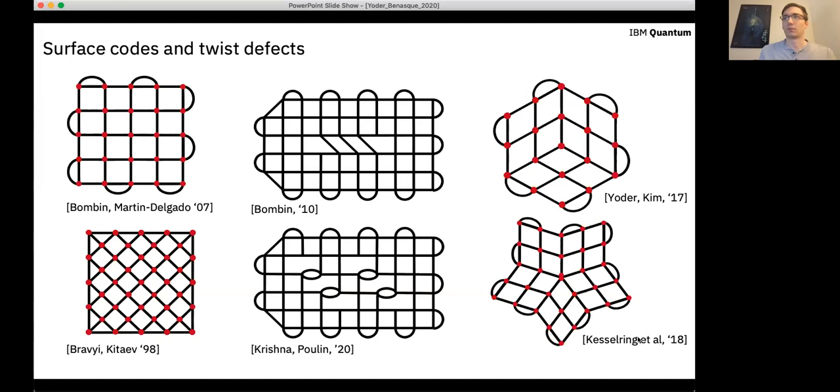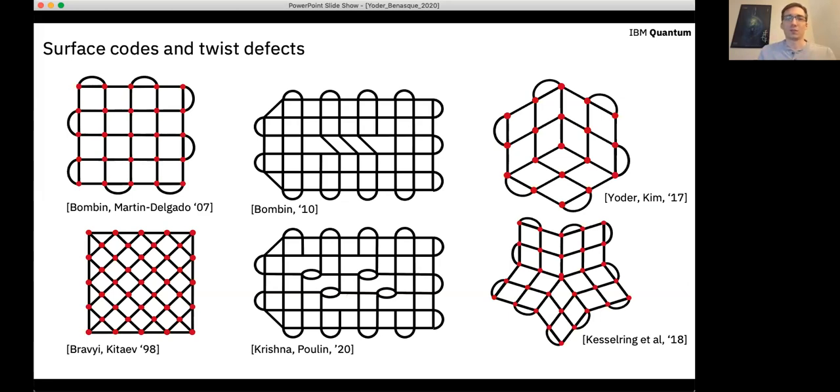Kesselring et al. generalized even this triangle code idea into more general stellated codes with larger symmetry. And then there's even other models of twist defects, like this one appearing in the wormhole paper by Krishna and Poulin, where you simply measure two-qubit operators to create your twist defects.